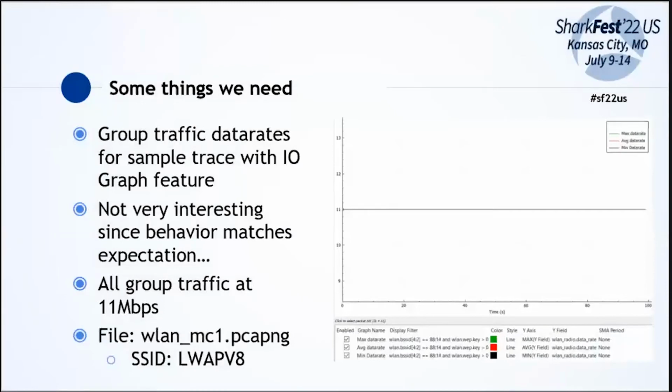So, group traffic data rates in the trace I gave you. It's not very exciting because it meets our expectation. It should be 11, and I plotted min, average, max. Everything's at 11. So for this particular Wi-Fi infrastructure, it behaves the way we expected, which is good. All traffic at 11, and it comes out of this trace we're going to look at in detail in a minute. So just graph the data rate so you can see what the AP is doing.